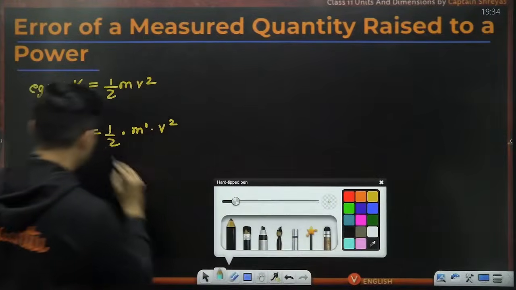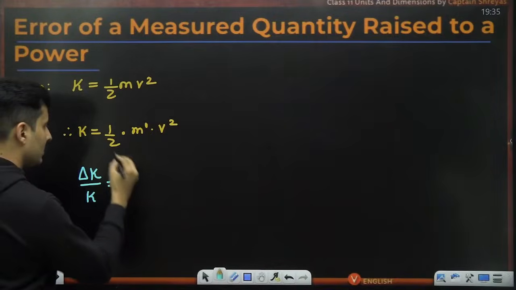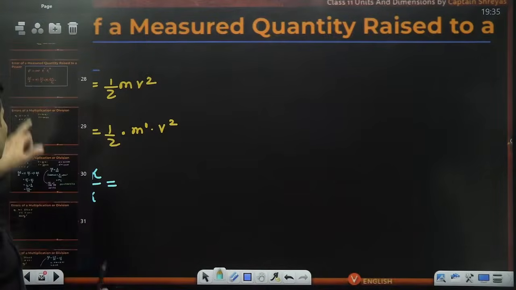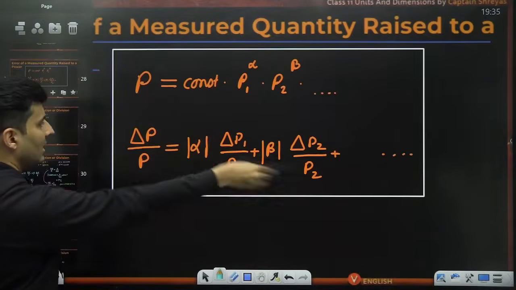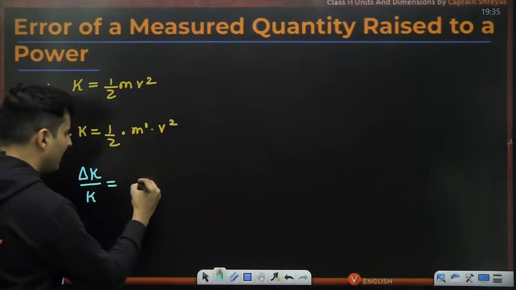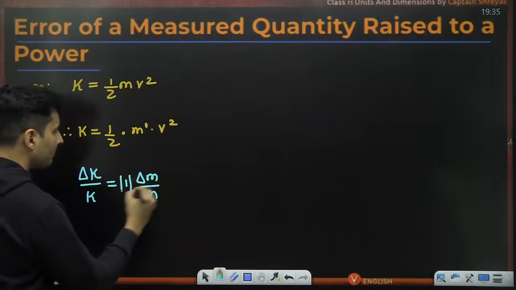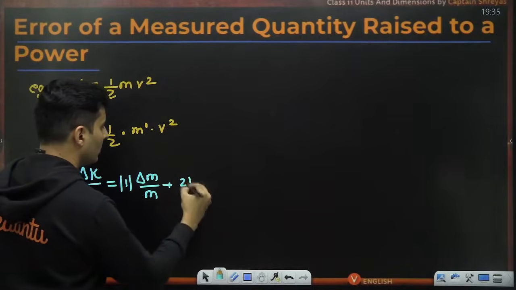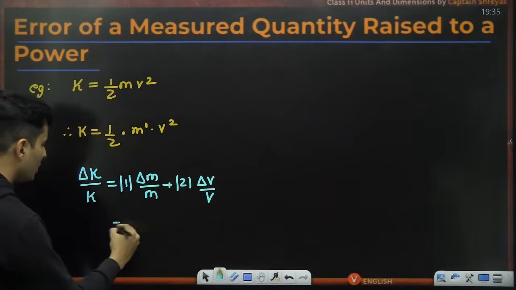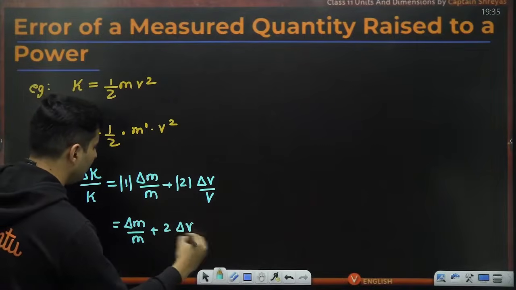And then what I will do, relative error in kinetic energy, constants are never ever considered, because I just showed you the formula. Never ever worry about the constants. They are not even coming in the formula. Just write down over here mass relative error. Power is 1, plus power is 2 and velocity relative error. That's it. That is the answer. So it will be nothing but delta m by m plus 2 times delta v by v.